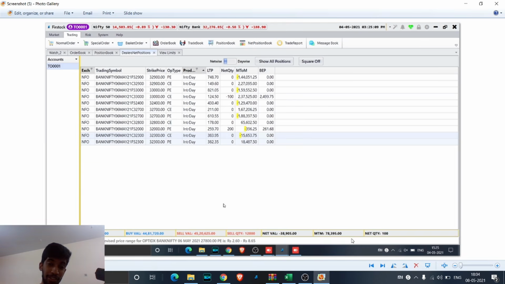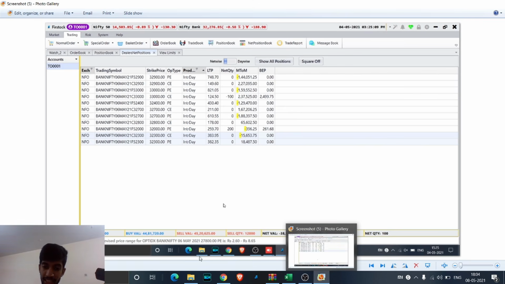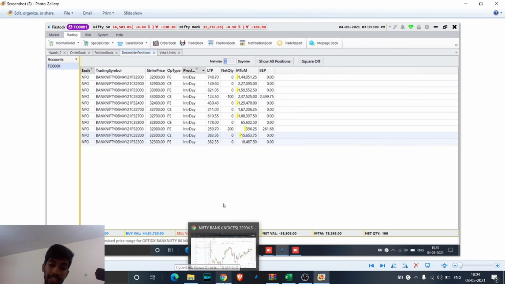We actually booked it very early. If we had let it run, it would have easily crossed 2 lakh and odd. So we booked it very early, so it was a mistake from our end, but it would have given you a very good profit.